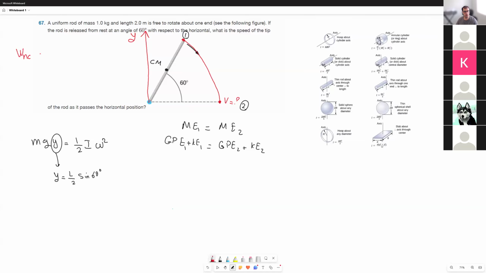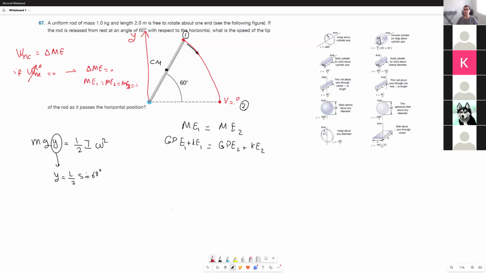Work done by non-conservative forces. Yeah, exactly, Eric. Work done by non-conservative forces is going to be equal to the change in mechanical energy. If work done by non-conservative forces is 0, then the change in mechanical energy is 0. Mechanical energy at point 1 equals mechanical energy at point 2, mechanical energy at point 3, and so on.